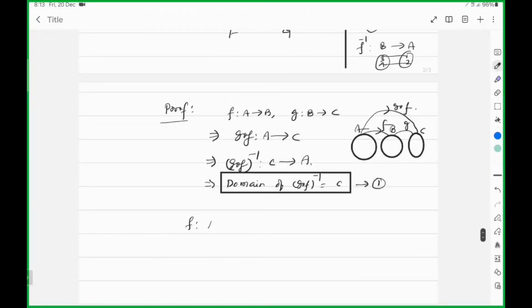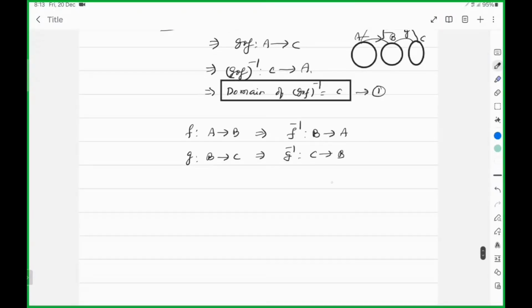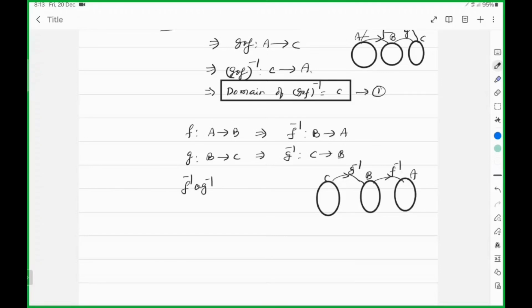Right hand side. F maps from A to B, G maps from B to C, G inverse will map from C to B. F inverse circle G inverse means here you have G inverse, F inverse is this. So F inverse circle G inverse will be mapping from C to A, which implies the domain of F inverse circle G inverse is C.